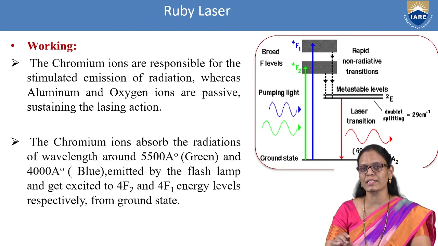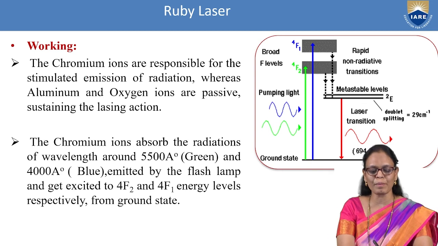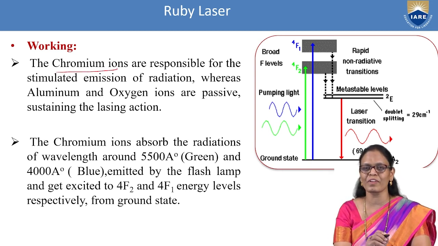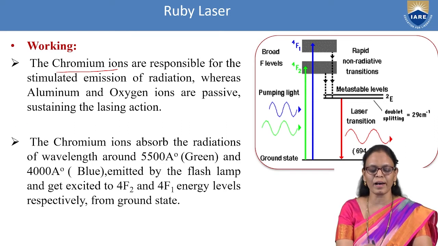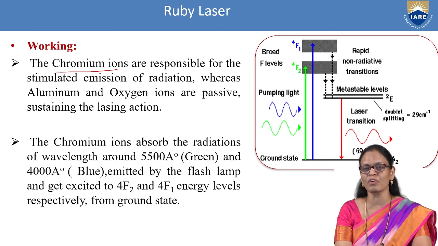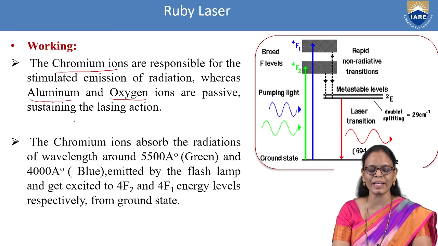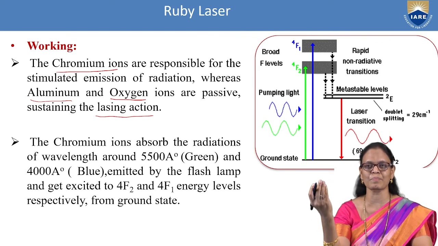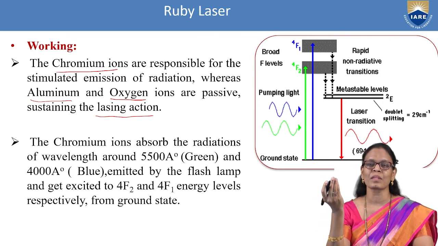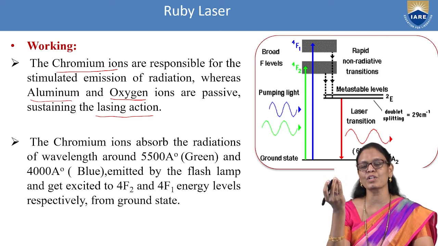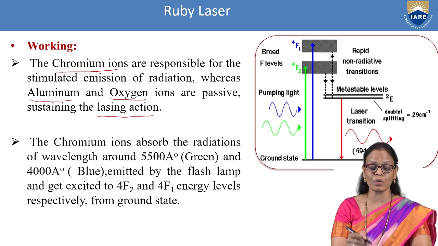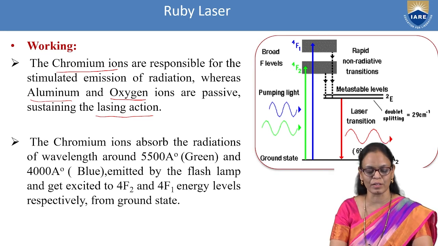Now if you see the working exactly for a ruby laser, the chromium ions are responsible. So if we are talking about the active medium, what is the active medium here? Chromium ions. They are responsible for stimulated emission of radiation. And what about the aluminium and oxygen ions? They are passive. They are only sustaining the lasing action. Lasing action here means what? We have seen 3 steps in lasing action: the pumping, the achievement of population inversion, and then stimulated emission. So these are only helping in doing that lasing action, but the chromium ions are actually responsible.